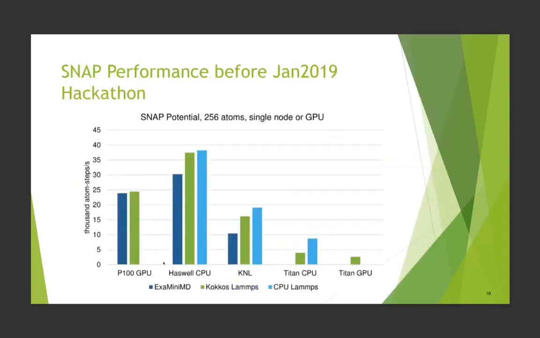So we did some benchmarking of this baseline version. The dark blue is the ExaMiniMD proxy app. The green curve is the LAMMPS Kokkos version, and the light blue is the serial CPU LAMMPS. Performance is on the left, and higher is better. If you compare a single P100 GPU versus a Haswell dual socket CPU, we're slower on the P100, and this was not where we wanted to be. We thought we could do better, but we weren't sure how to get there.